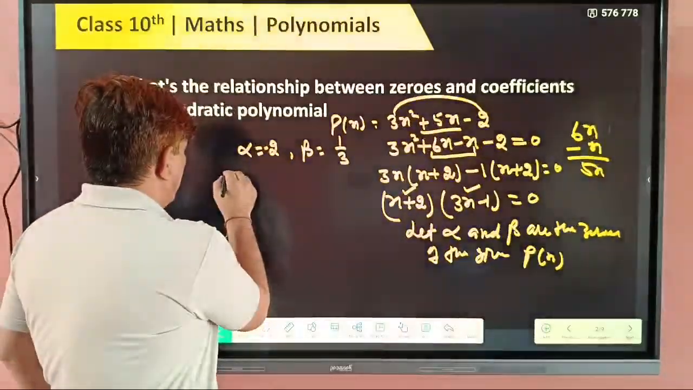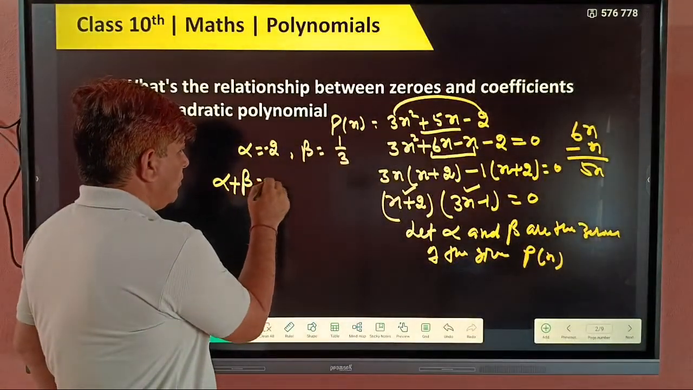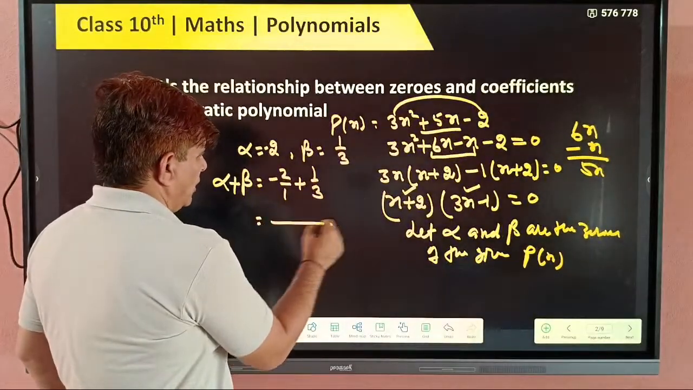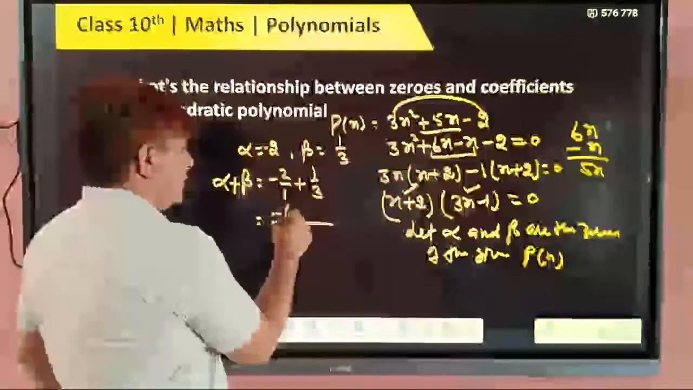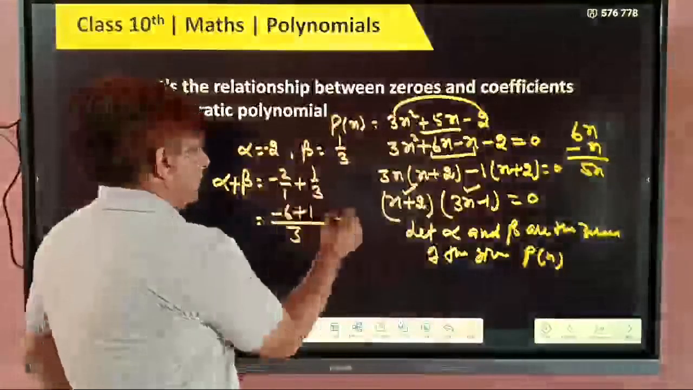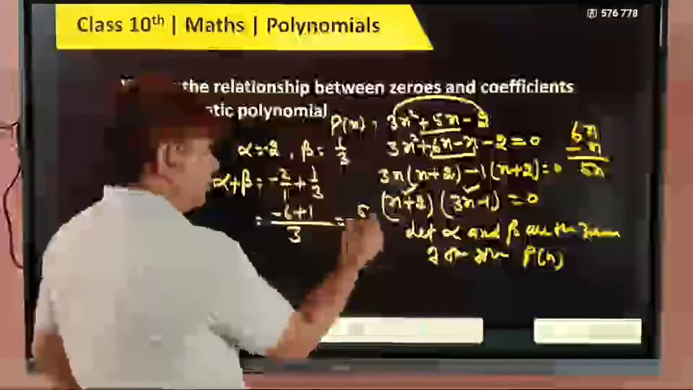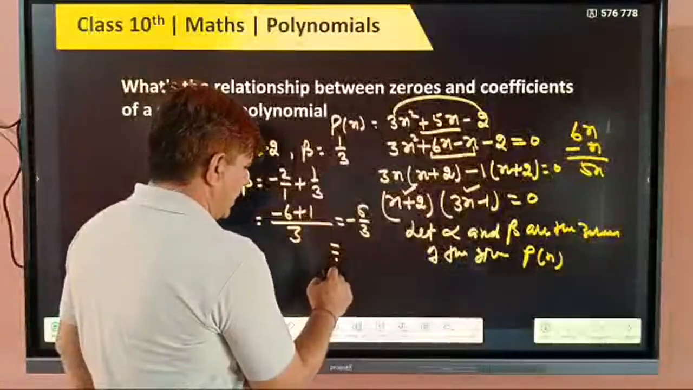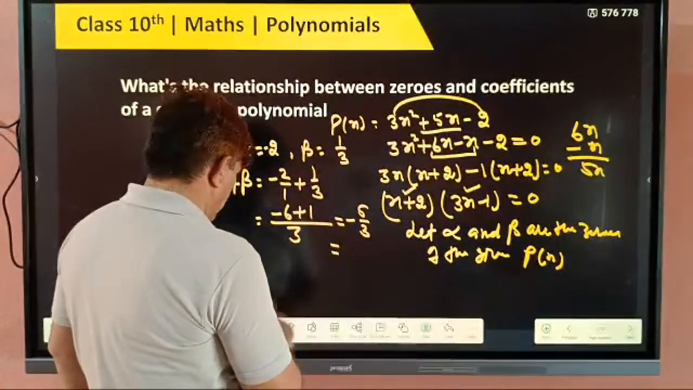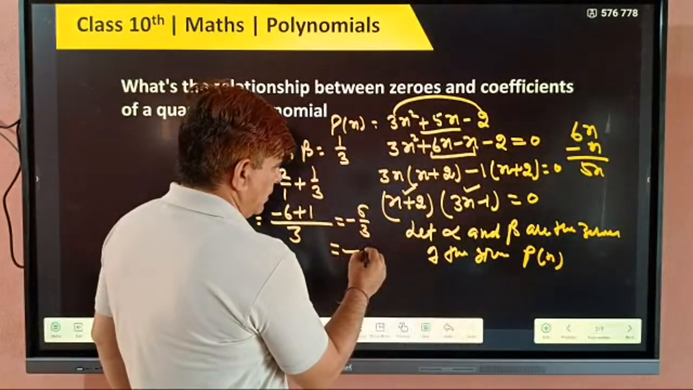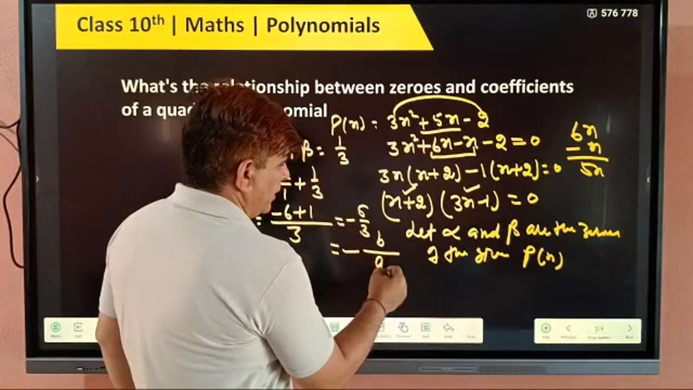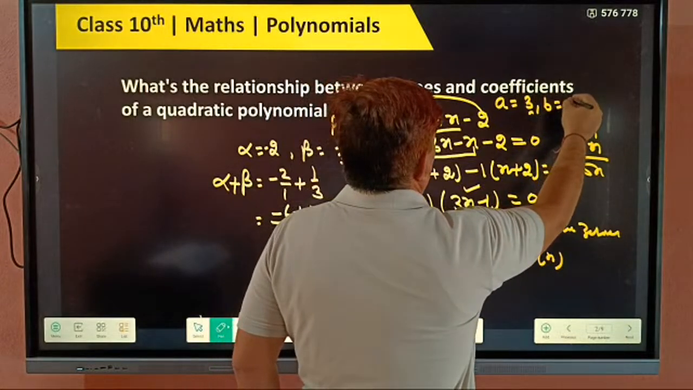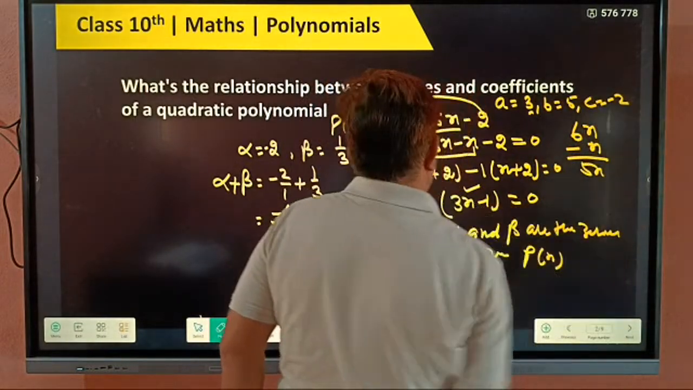Understood? Again, what's alpha plus beta? Alpha plus beta is minus 2 plus 1 by 3, which is minus 6 plus 1 over 3. What's coming? Minus 5 by 3. And this minus 5 by 3, how can we write? We can write it like this: minus b by a. Again here, comparing, a equal to 3, b equal to 5, and c equal to minus 2.